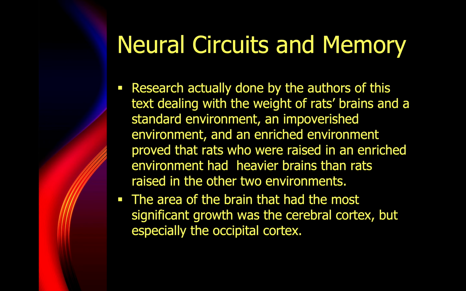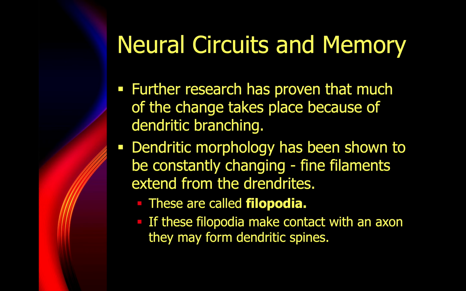Research actually done by the authors of this text dealing with the weight of rats' brains in a standard environment, an impoverished environment, and an enriched environment proved that rats raised in an enriched environment had heavier brains than rats raised in the other 2 environments. The area of the brain that had the most significant growth was the cerebral cortex, but especially the occipital cortex. Further research has proven that much of the change takes place because of dendritic branching.